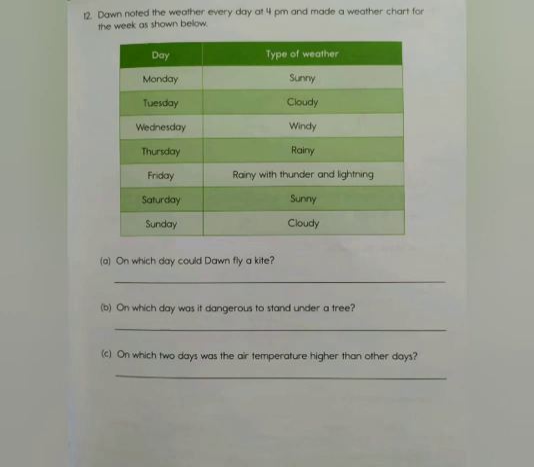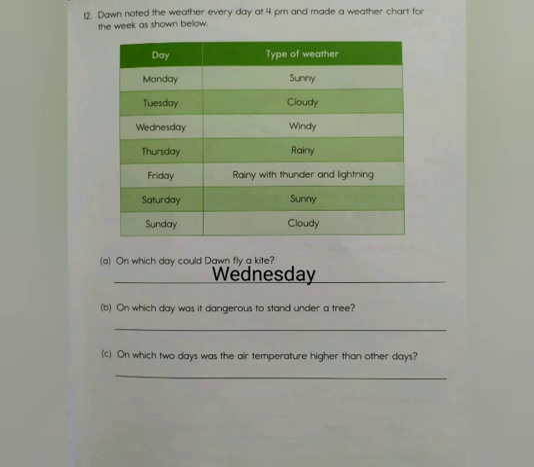So Dawn noted the weather every day at 4 p.m. and made a weather chart for the week as shown below. So she's written the days and she's written the type of weather. Take a look. On which day could Dawn fly a kite? On Wednesday because it was windy.